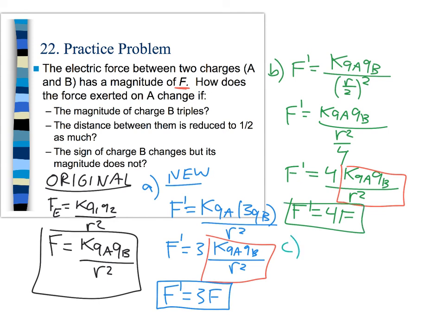For that last one there, I'm told that the sign of charge B changes, but its magnitude does not. And so when that happens, I find that my force F prime is going to be the exact same thing, because there's nowhere that we ever even thought about the sign of each one. So we're going to find that the force there is just the same as the original. Changing the sign will change the direction of the force, but not the amount of force.